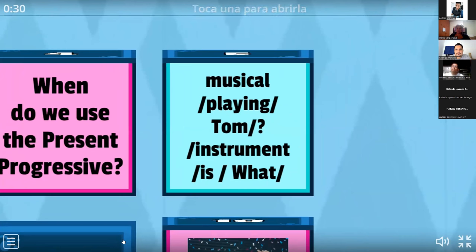Okay, tell me the correct sentence. It's a scramble at this moment, but you are going to tell me the correct sentence. What is Tom playing musical instrument? What instrument? Let me see. What musical instrument is playing Tom? Because you're going to make that question, okay? What is he playing? What musical instrument is Tom playing? Yes. Okay, thanks, teacher. Very good.